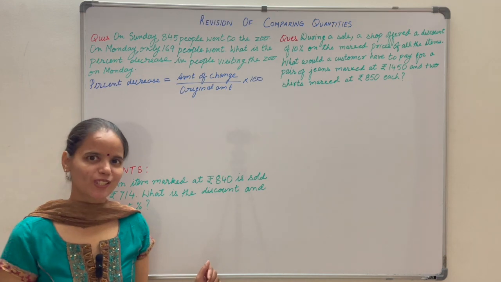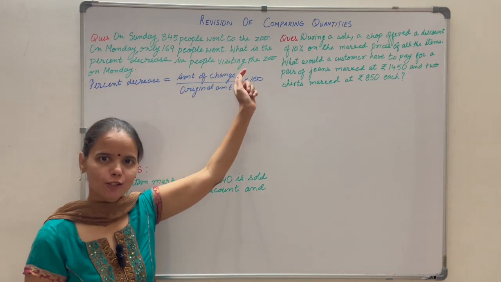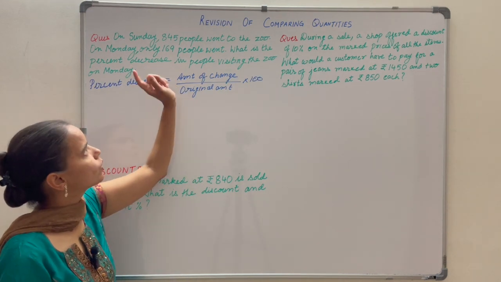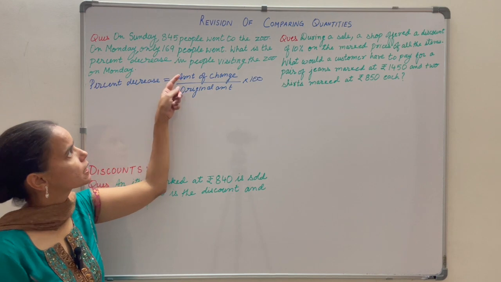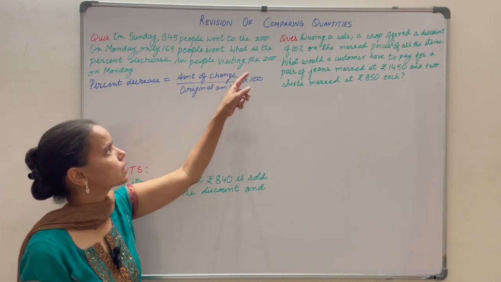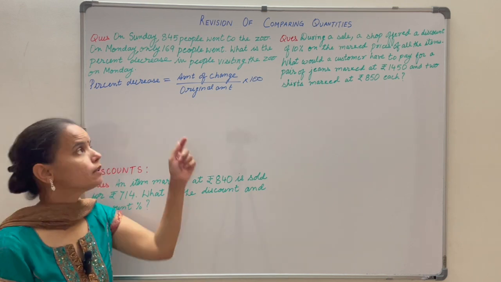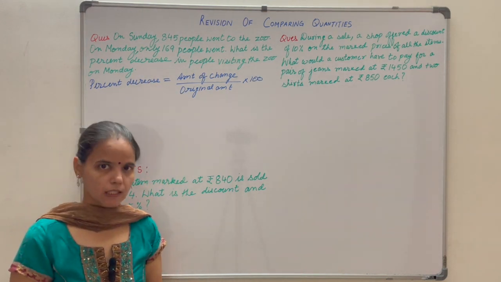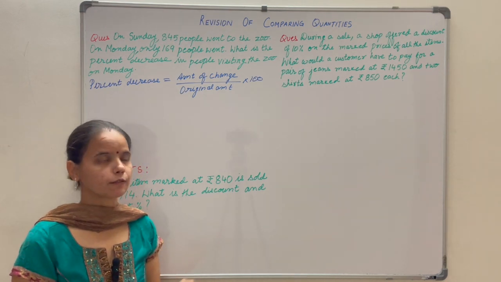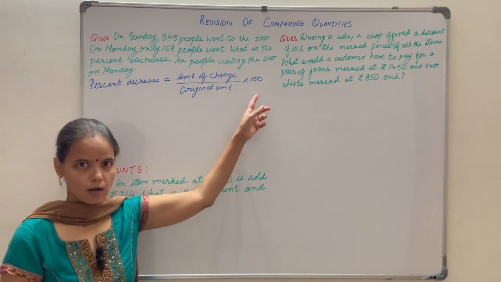Let us take this question now. On Sunday, 845 people went to the zoo. On Monday, only 169 people went. What is the percent decrease in people visiting the zoo on Monday? So you need to find out here percent decrease. So there is a formula to calculate percent increase or percent decrease. The formula is amount of change upon original amount into 100.